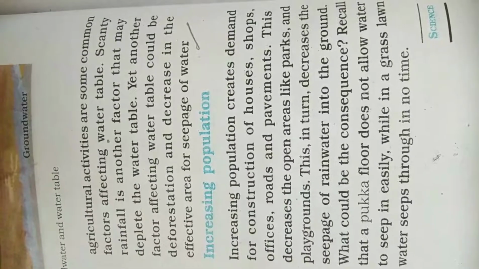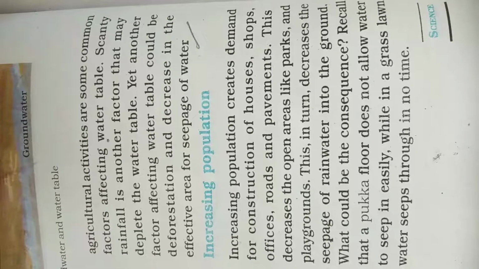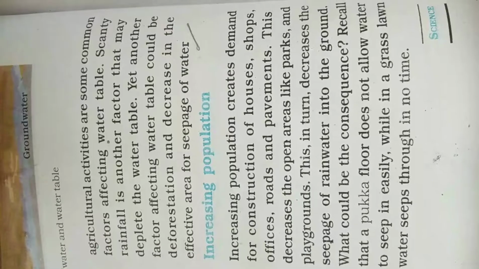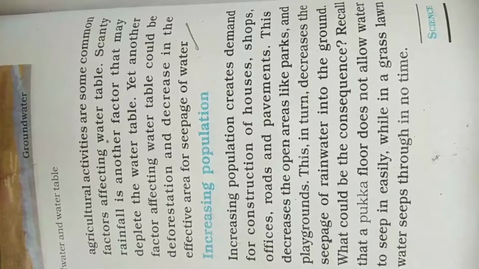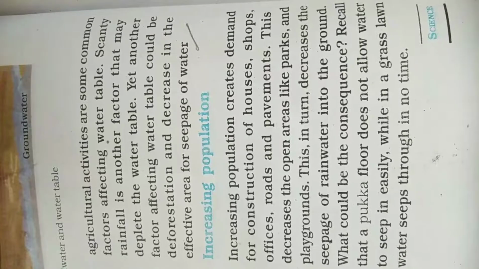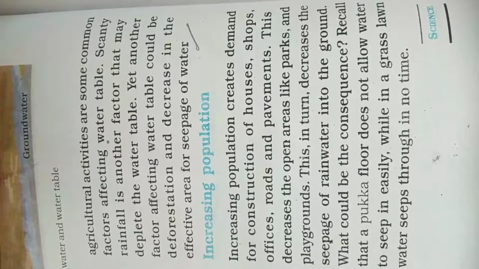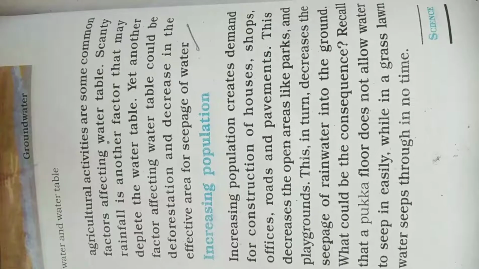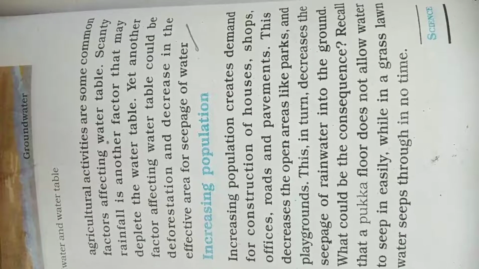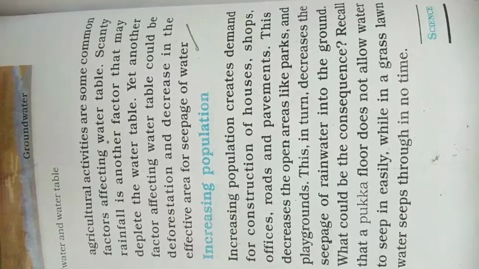So, all of you know, due to the increasing population, there is the demand of many houses, shops, offices, roads, and pavements on the open areas. Then this decreases the open areas like parks, and playgrounds are also decreased, and in turn what happened, the seepage we studied yesterday. Seepage of water means absorbing of water into the ground, that is known as seepage. What would be the consequence?